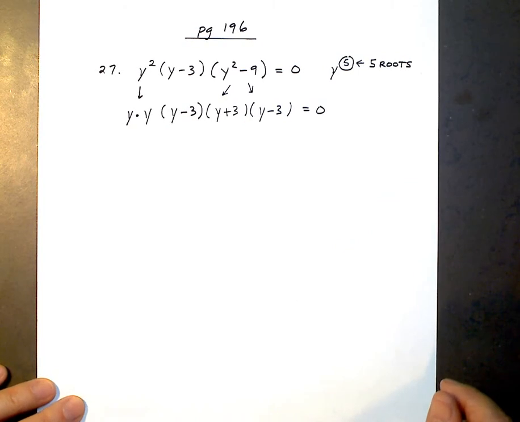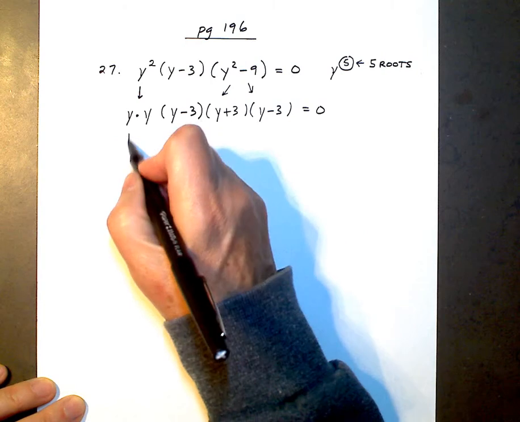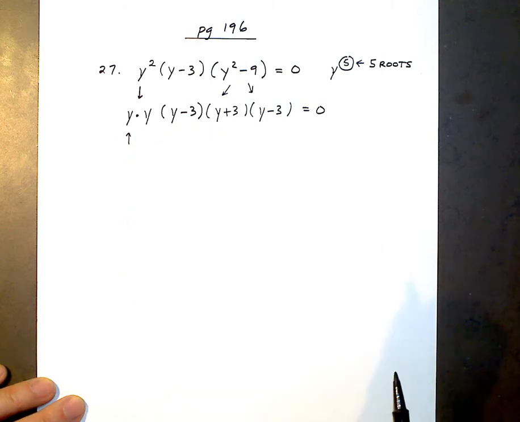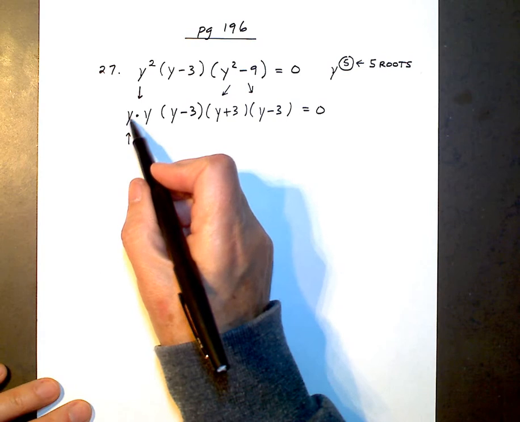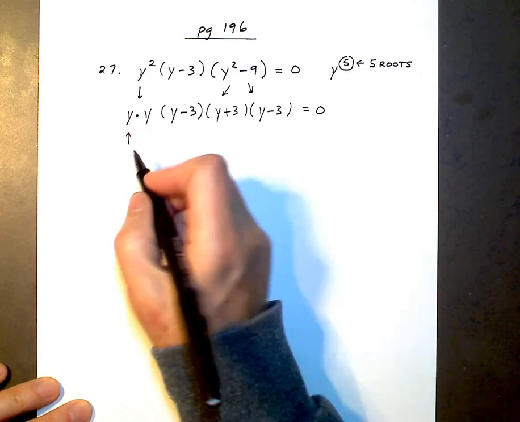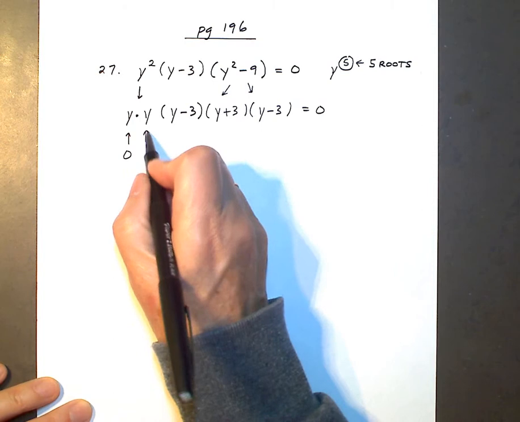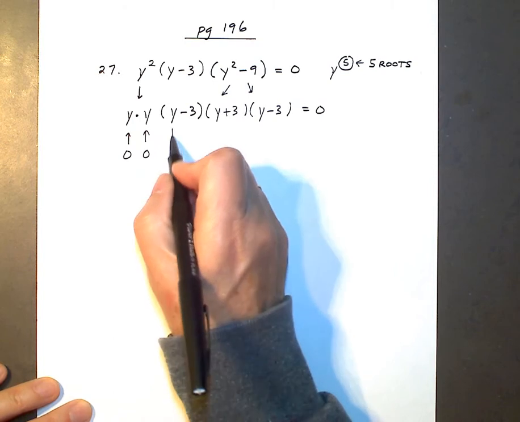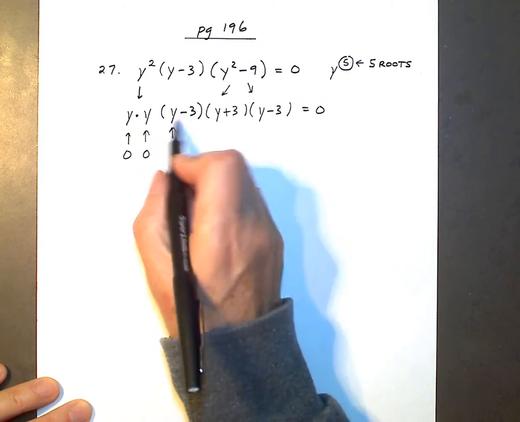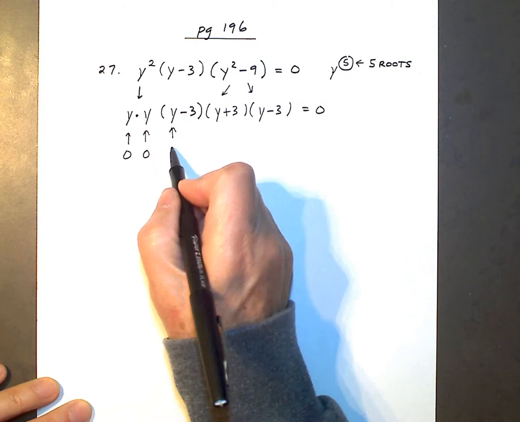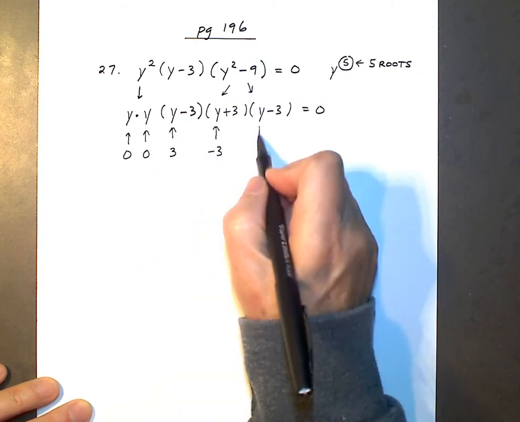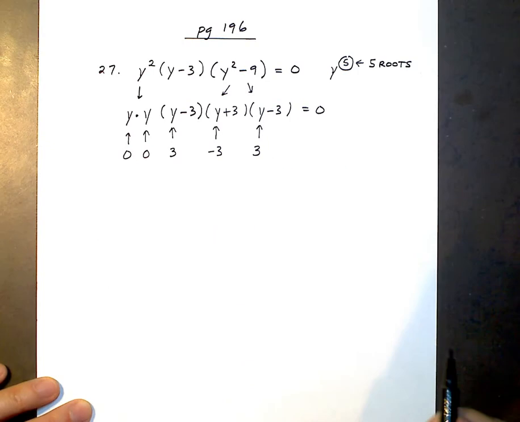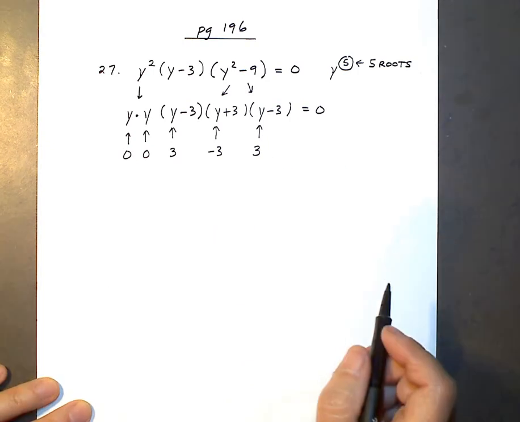So now I ask myself, what value for y would make this y 0, therefore making the whole equation true, and that's a 0. And the same thing for this one. And in this solution, the y that would make this factor 0 would be a y of 3. And in this factor it would be a negative 3. And in this factor it would be a 3 again. So there's your 5 roots right there.